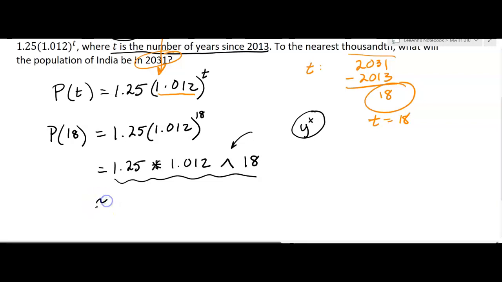If I put this calculation in and round it off, I'm getting 1.549, and that's going to be billion people.